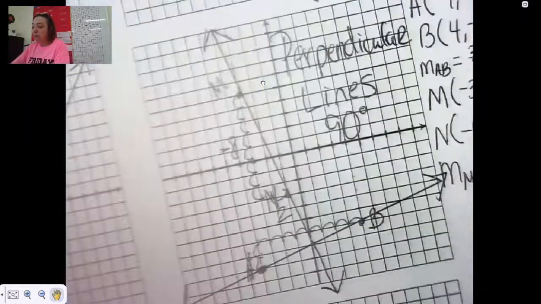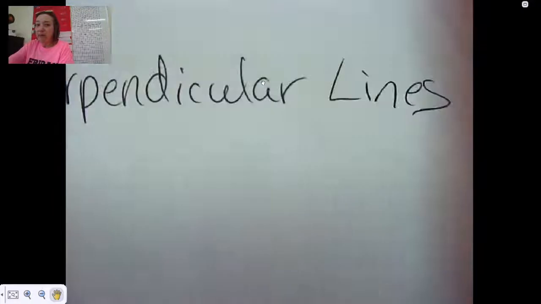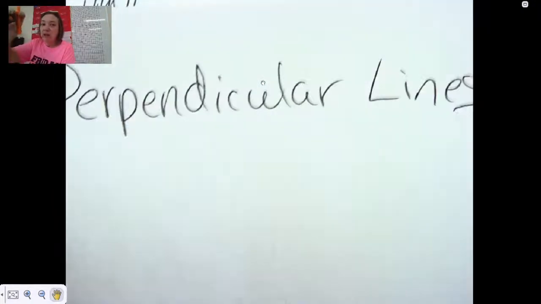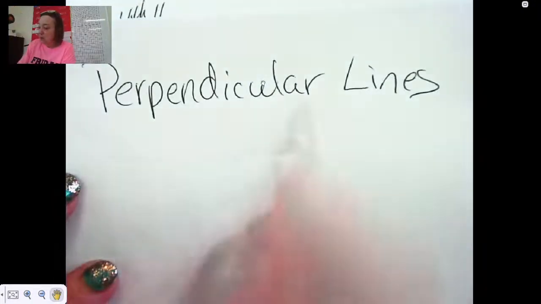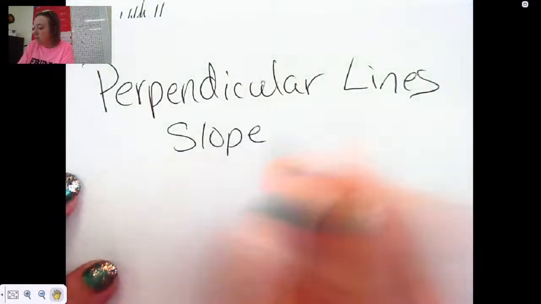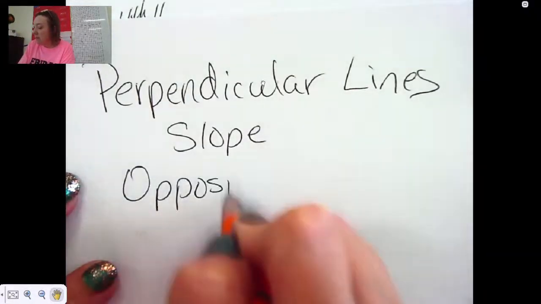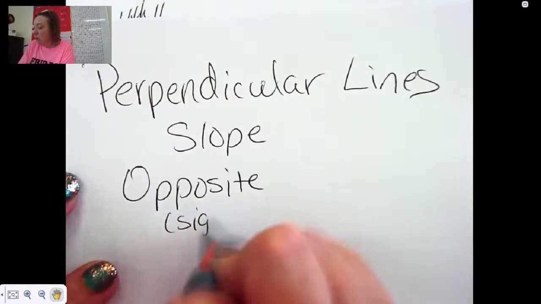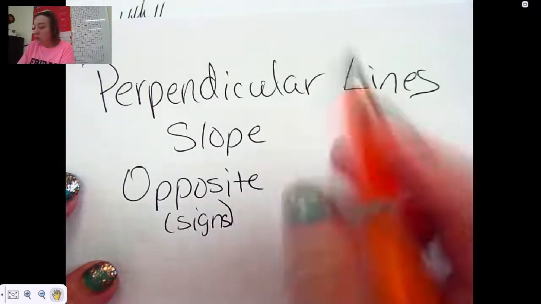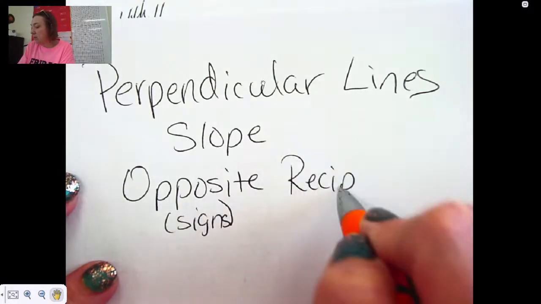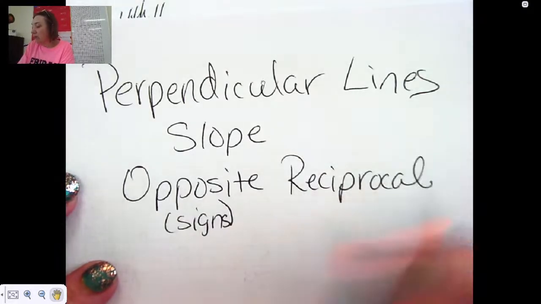Okay? So if we're talking about perpendicular lines, let me go to this right here. Perpendicular lines. Y'all can't see that, can you? Perpendicular lines. Their slope is opposite. Now, opposite is signs, right? So, one's a positive, one's a negative. Reciprocal. And this means you flip it.